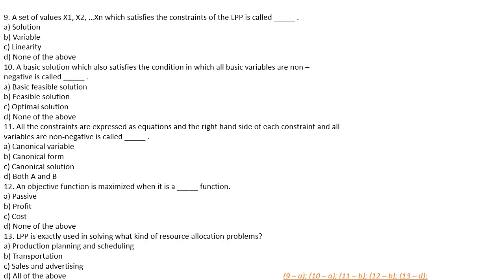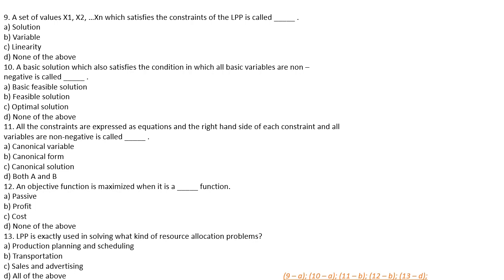A set of values x1, x2 and xn which satisfy the constraints of the LPP is called solution, variable, linearity, none of the above. The correct answer option A, solution. A basic solution which also satisfies the condition in which all basic variables are non-negative is called basic feasible solution, feasible solution, optimum solution, none of the above. The correct answer is option A, basic feasible solution.